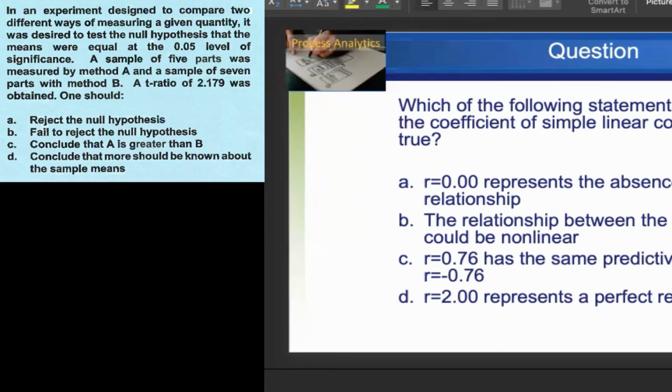In an experiment designed to compare two different ways of measuring a given quantity, it was desired to test the null hypothesis, that the means were equal at a 0.05 level of significance. A sample of 5 parts was measured by method A, and a sample of 7 parts was measured by method B. A t ratio of 2.179 was obtained.